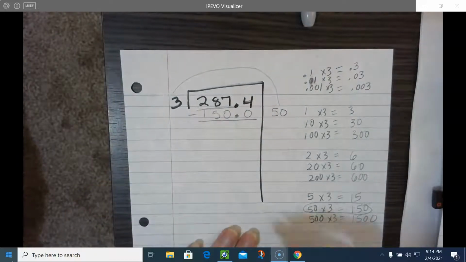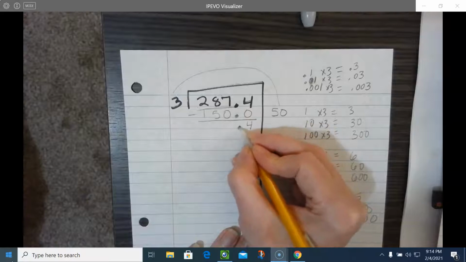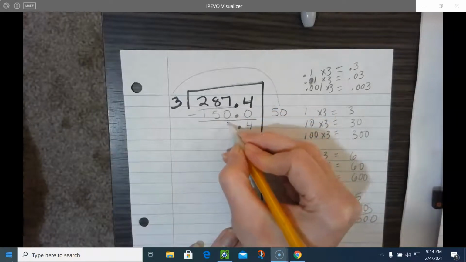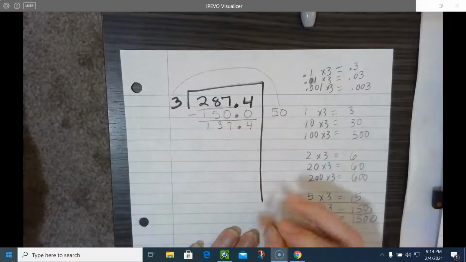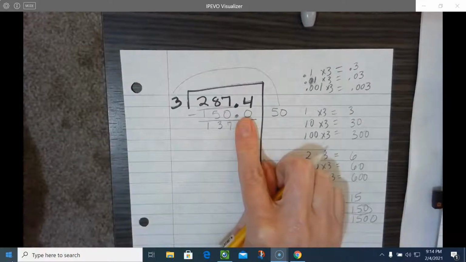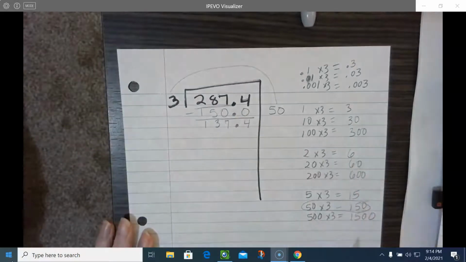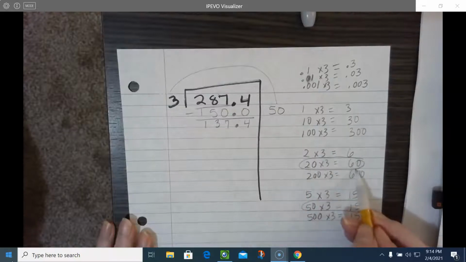Then we go ahead and subtract. I have a 4. I drop that decimal straight down like it's hot. I have a 7, a 3, and a 1. So now I'm looking for a number that's around 137. 150, that's too big. So 137. The number that's closest is actually the 60 right here.